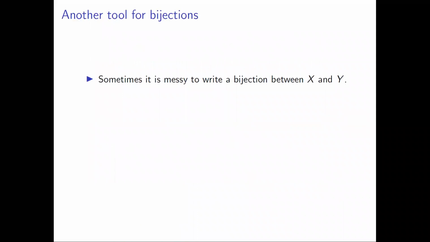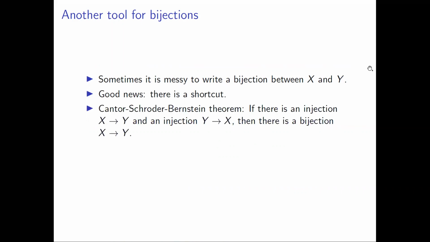Now, sometimes it can be really messy to write an explicit bijection between two sets. So there's another tool for showing that they have the same size, and it's a lot easier. It's called the Cantor-Schroder-Bernstein theorem. And it says that if there is an injection from x to y, and there is an injection from y to x, then there is a bijection from x to y.